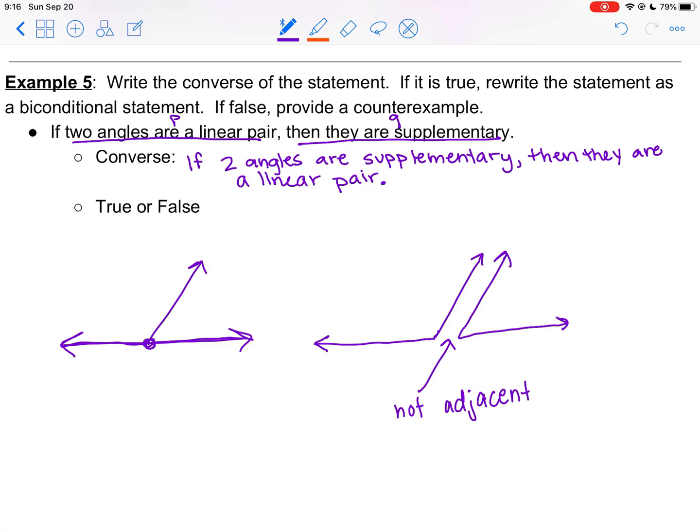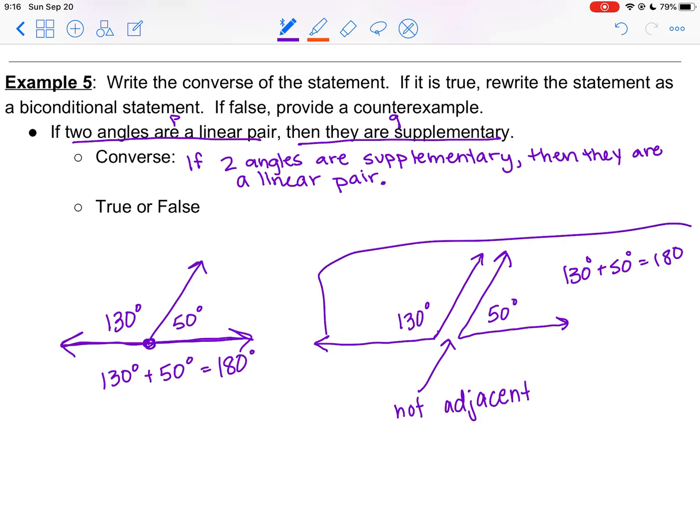and let's make it stronger by throwing some numbers in there. So if this is 130 degrees and 50 degrees, that would add up to 180. So that's a linear pair that's supplementary. But this is a pair of supplementary angles. So they are supplementary, but they are not a linear pair. They do not have a shared ray. So these are not adjacent. So this would be my counterexample, which is two angles that are supplementary but are not a linear pair. So that makes this false.